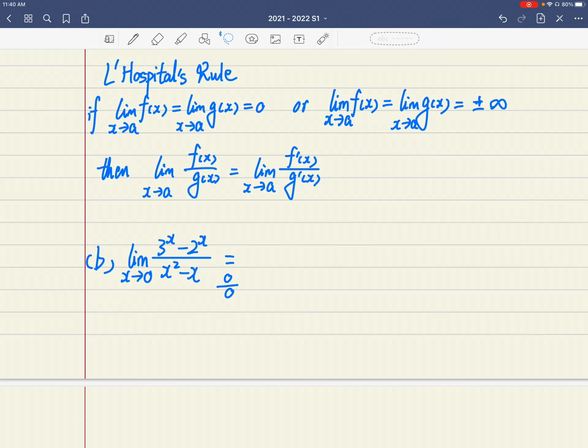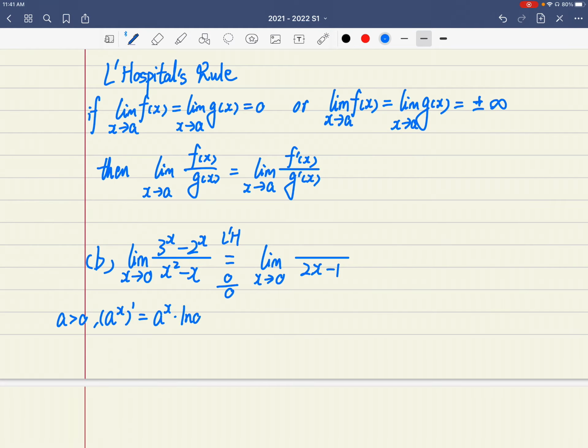So you can apply L'Hopital's rule. First you differentiate the bottom: the derivative of x squared is 2x, minus 1. And for the top, a to the power of x, if a is positive, the derivative is a to the power of x times ln a. So here, 3 to the power of x has derivative 3 to the power of x times ln 3, minus 2 to the power of x times ln 2.